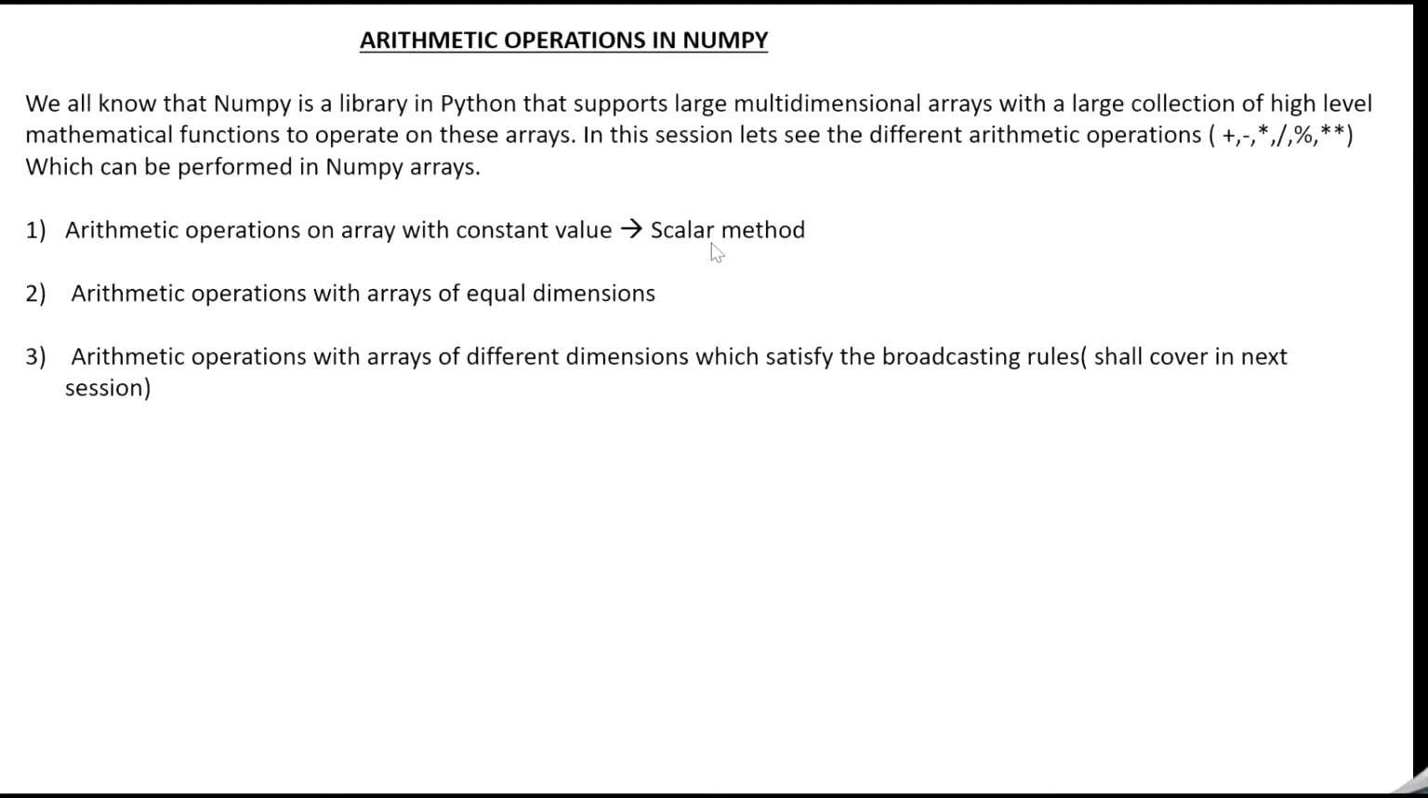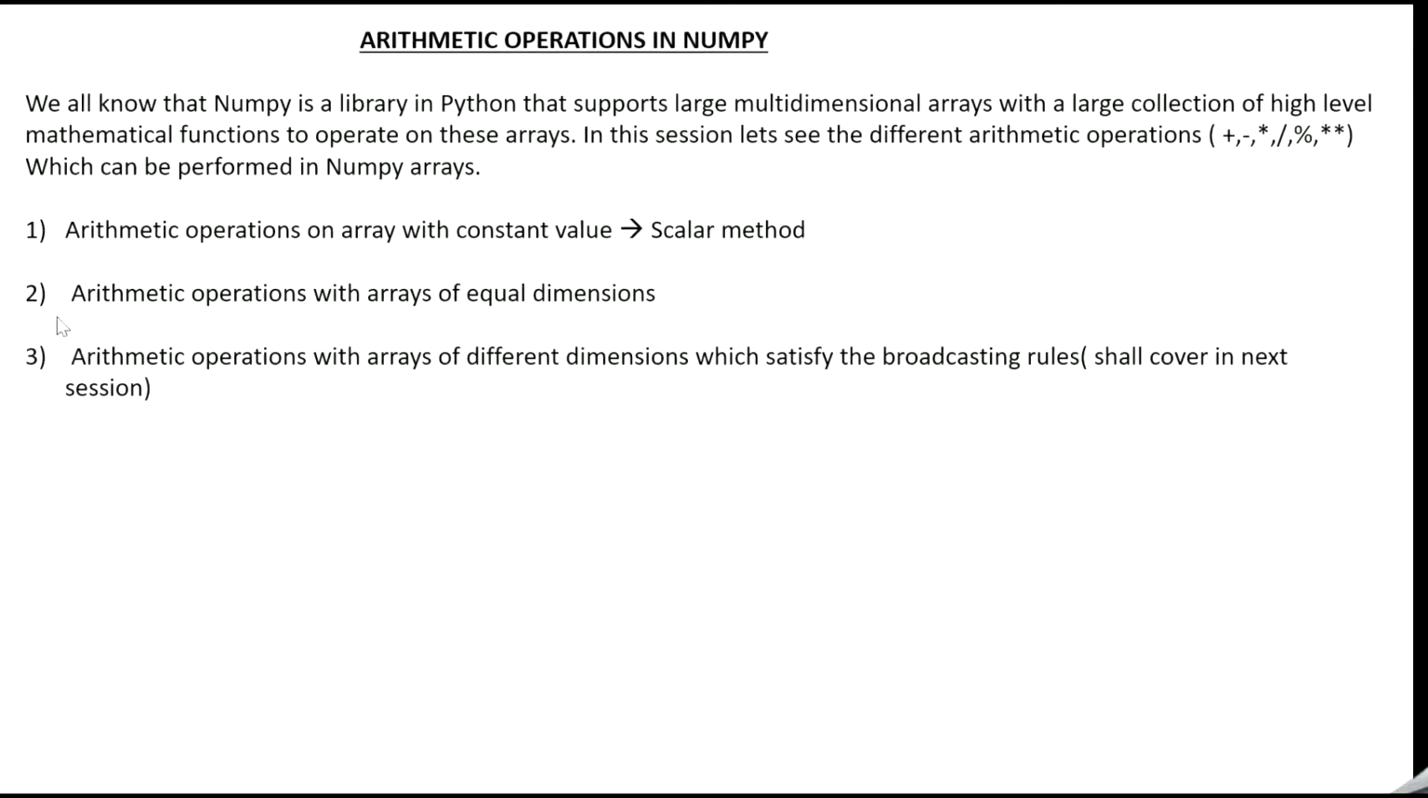The array can have any dimension like one dimensional or two, three, or any dimension, and we have a constant value. And when we say array plus, the constant value gets added to each and every element in the array. If we say array minus, the constant value gets subtracted from each and every element in the array. So basically in the first method, we have an array and a constant value.